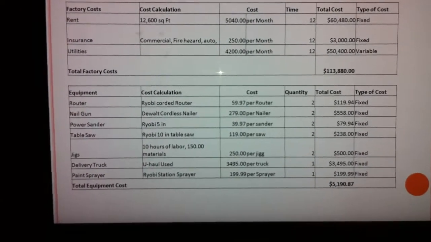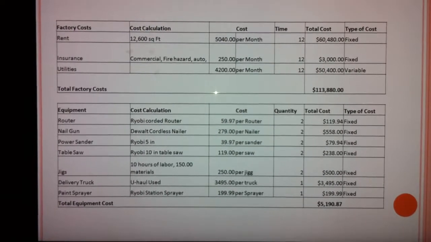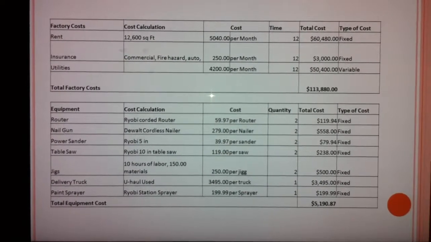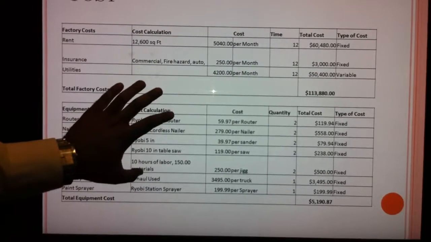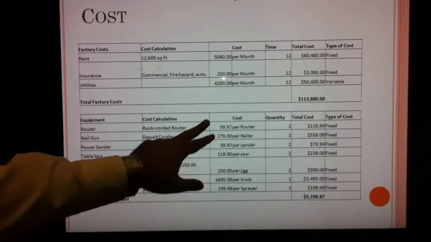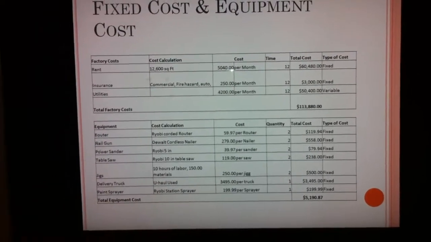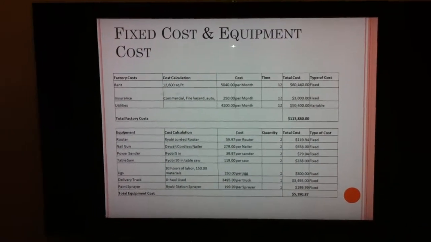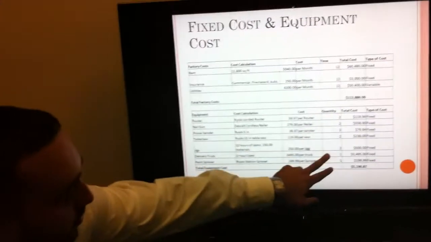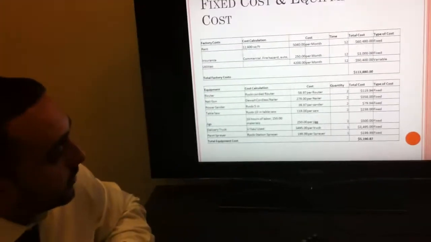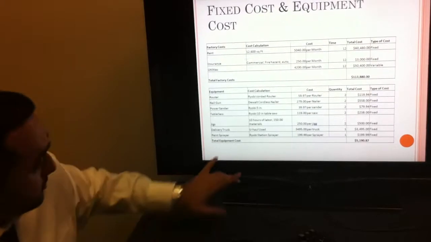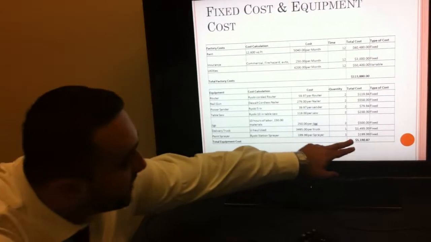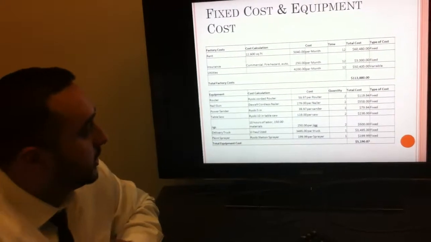Next, we had some startup costs of equipment that we would be purchasing for the first time. We purchased a router, a nail gun, a power sander, and a table saw. We looked at some models and got the cost per piece of equipment and how much of each we would purchase. These would all be fixed, one-time costs. So our total equipment cost came out to $5,190.